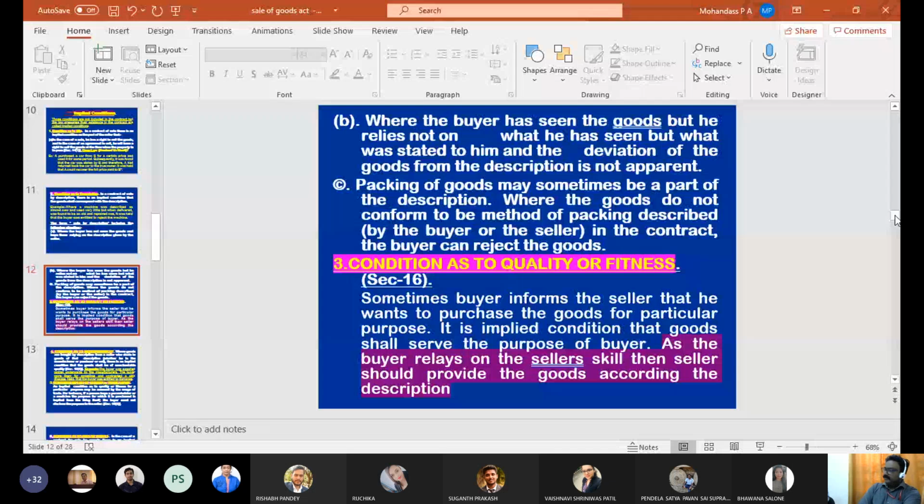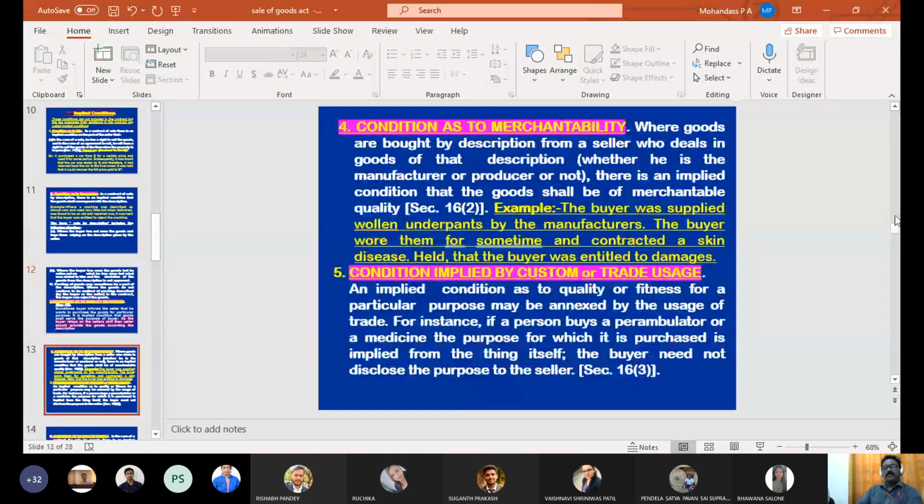Quality and fitness. If the buyer relies on the wisdom of the seller, then it is the responsibility of the seller to sell the product which the buyer wished to buy. Example, an illiterate lady from a remote village in India who wished to buy milk powder being given a wrong product. It is a violation of implied condition as to quality and fitness. What is the next one?